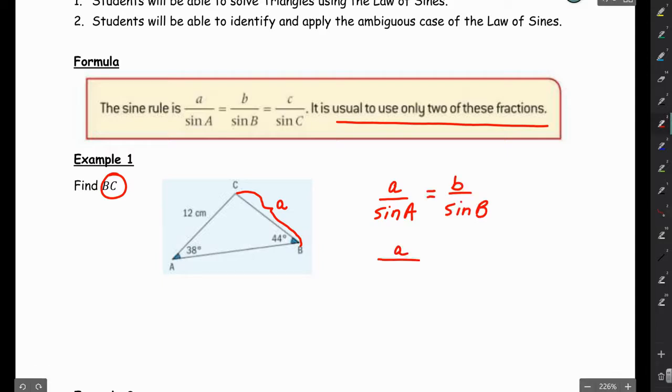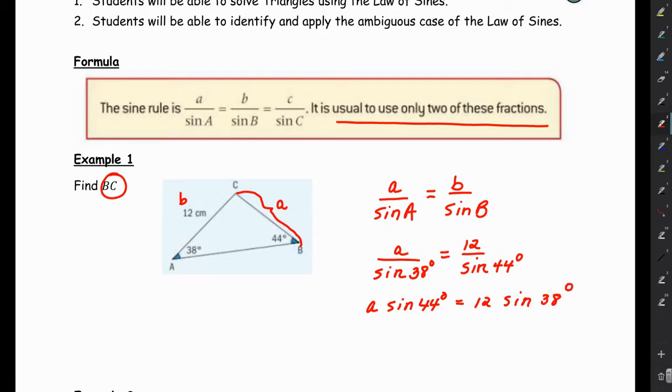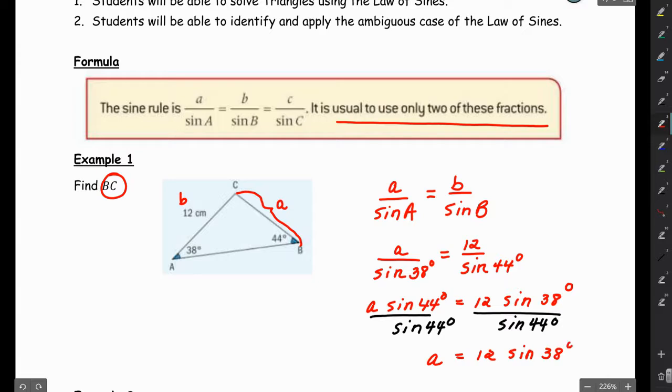So we don't know a. We know that the angle A is 38 degrees. Across from angle B is side b, so that's 12. And we have the sine of angle B, and B is 44 degrees. In order to solve for a, we're going to cross multiply. So we're going to have a sine 44 degrees equals 12 sine 38 degrees. And to solve for a, we're going to divide both sides by the sine of 44 degrees. So a is equal to 12 sine 38 degrees, all divided by the sine of 44 degrees.